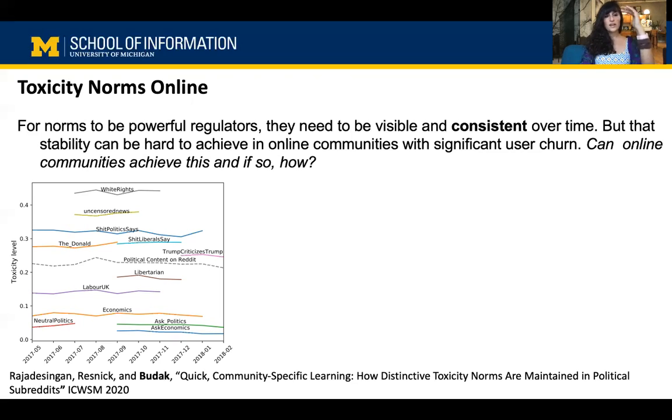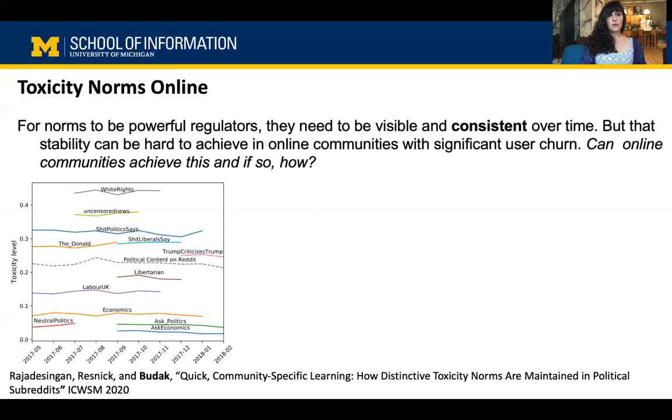So we have Whiterights that is above 40% toxic versus AskEconomics only, let's say, 3% toxic. And our analysis also shows that their user bases are changing rapidly, with a large fraction of newcomers each month. So the question is, how do they do this?